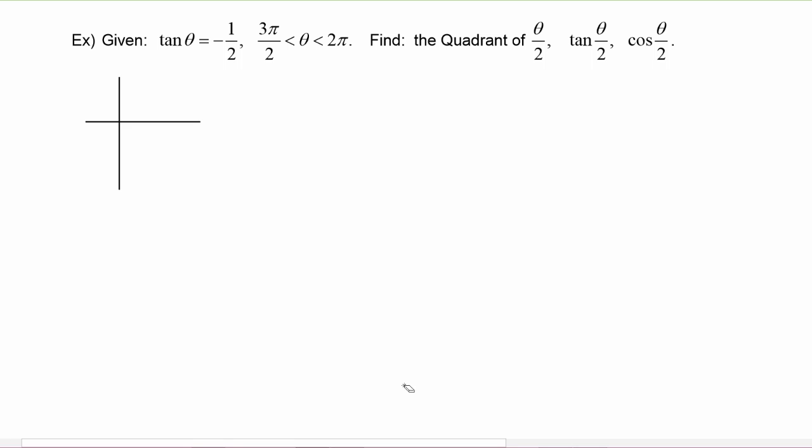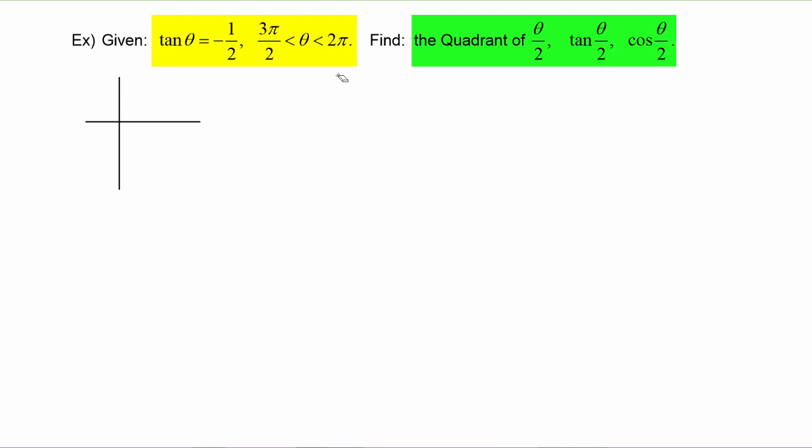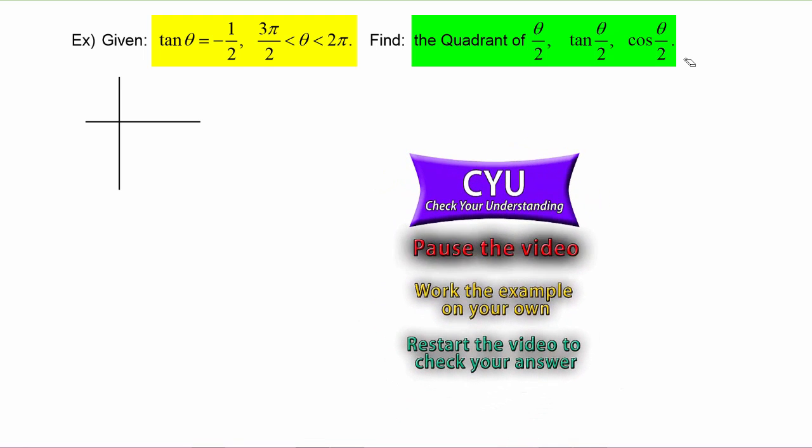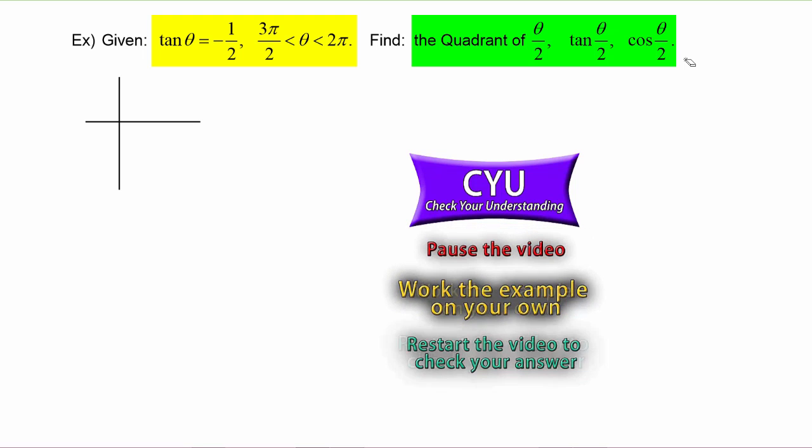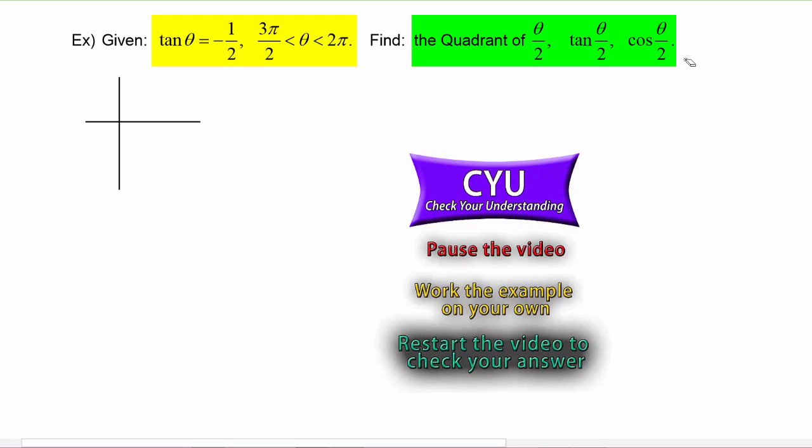In this example, we are given that the tangent of theta is -1/2, and we're given the inequality that 3 pi over 2 is less than theta is less than 2 pi. We are being asked to find 3 items: the quadrant of theta over 2, the tangent of theta over 2, and the cosine of theta over 2. It's CYU time, so pause the video, work the example on your own, then restart the video to check your answer.